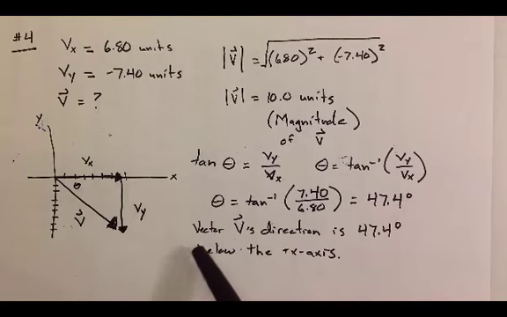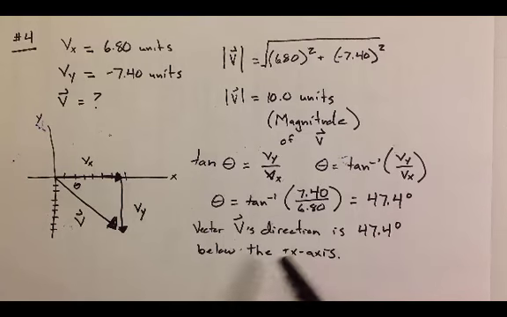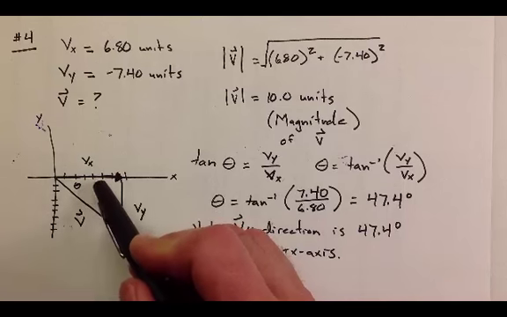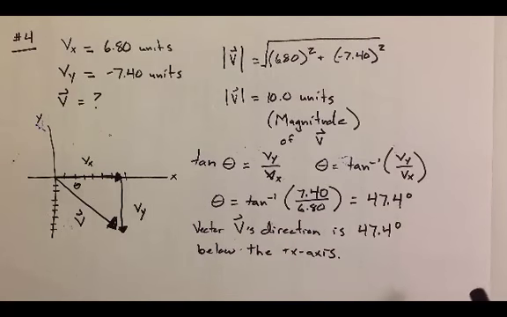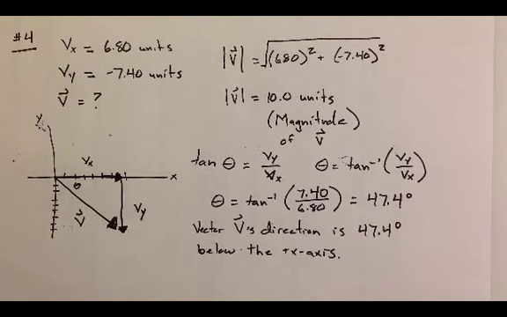Notice I just solved for the angle theta here, assuming it's a positive angle. But then when I wrote down the direction of the vector here, I said that vector v's direction is 47.4 degrees below the positive x-axis. So sometimes people might just say this angle is negative 47.4 degrees, or it would be equally fine. I kind of prefer to say 47.4 degrees below the x-axis. Either way is fine, as long as you're definitely indicating the direction in a non-ambiguous way. So, vector v has a magnitude of 10 units, and its direction is 47.4 degrees below the positive x-axis.